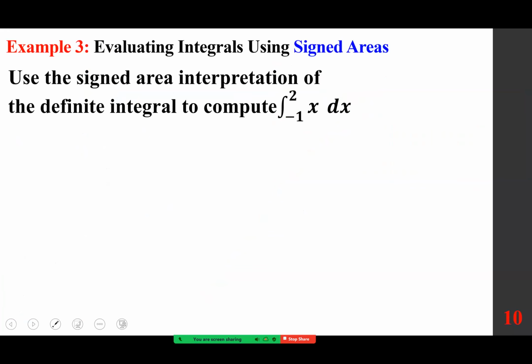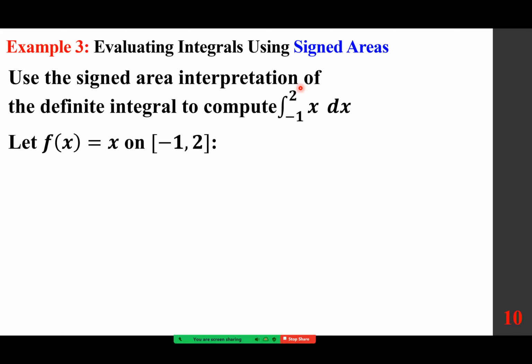Here's another one that we are going to use the area, but we are going to use the signed area, and I'll tell you why in a moment, to find the definite integral of minus 1 to 2 of x dx. So first of all, here's your function. Secondly, in the interval of negative 1 to 2. So that's a, that's b, very clear.